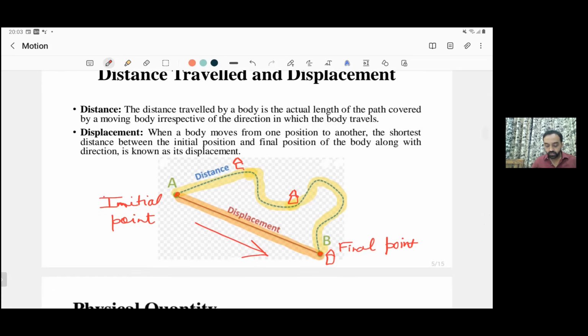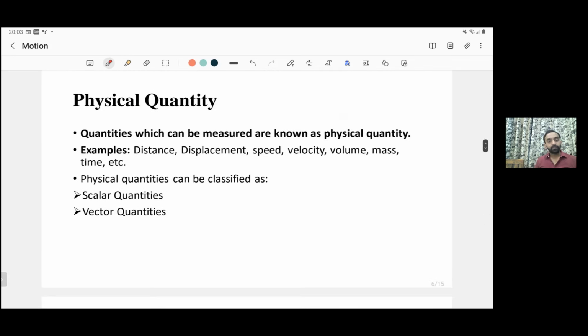Now let's move to the next part, the physical quantity. The terms we have seen, distance and displacement, are all physical quantities. How can we define a physical quantity? The quantities which can be measured are known as physical quantities. For example, distance, displacement, speed, velocity, volume, mass, time, all of which we can calculate as a definite value. If I say I like you very much, this cannot be measured, so it is not a physical quantity. Now, physical quantities can be of two types: scalar as well as vector quantities.